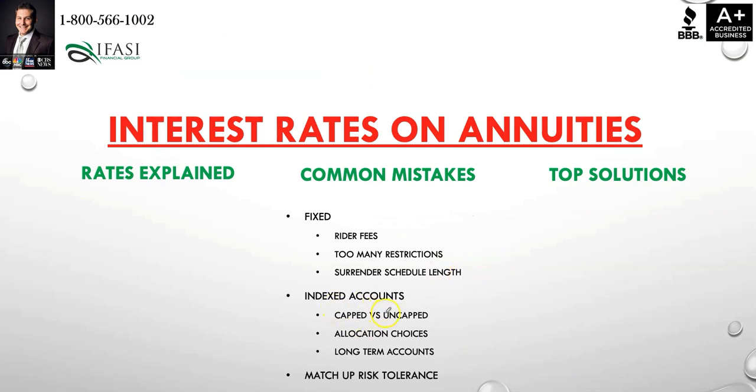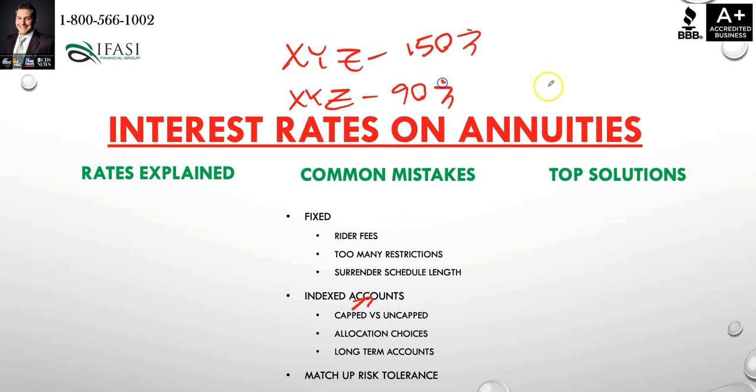When it goes into fixed indexed accounts, this is something you have to be very careful on. When you're looking at your indexes, are they capped or are they uncapped? Obviously, it would make more sense to go with uncapped indexes. What's the participation rate? As an example, let's say you have an index with one company that has uncapped with a 150% participation rate versus another company that's offering that same index, XYZ, uncapped with a 90% participation rate.